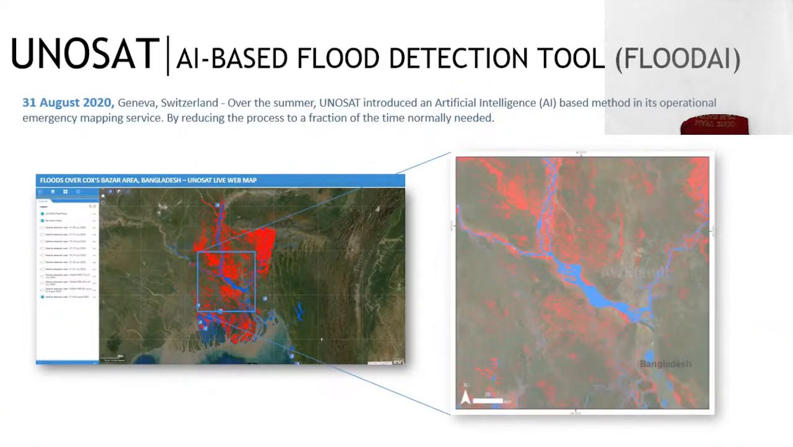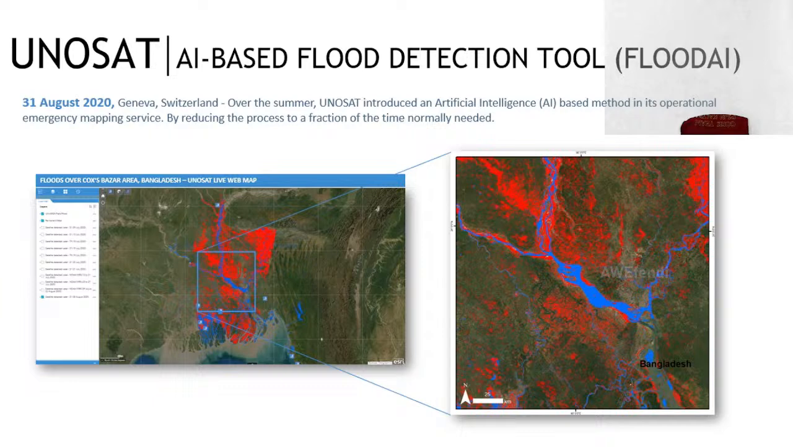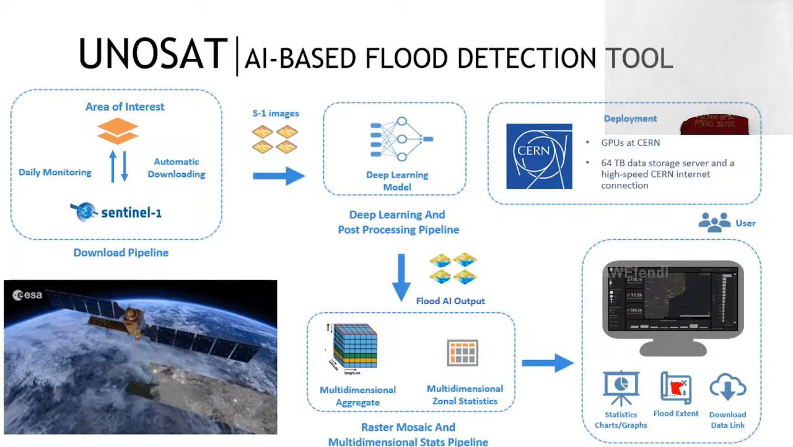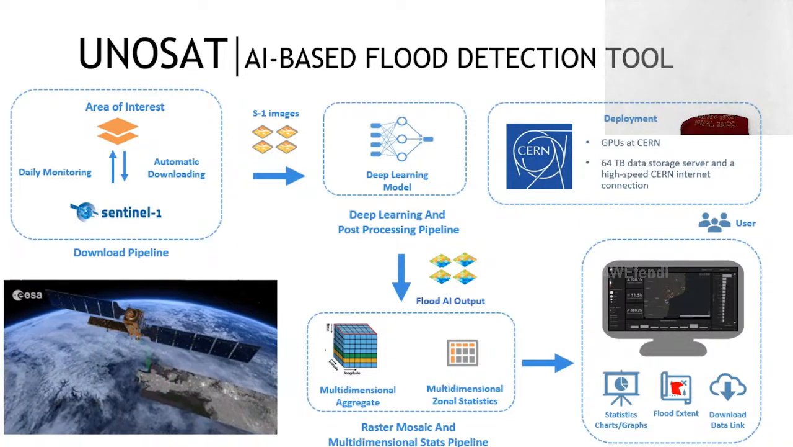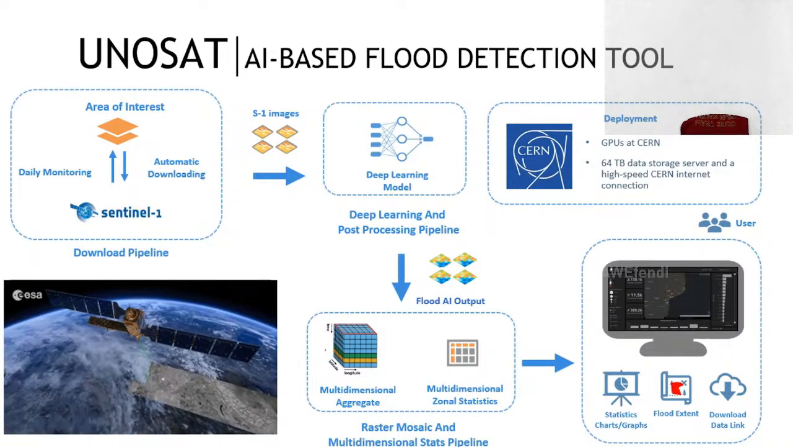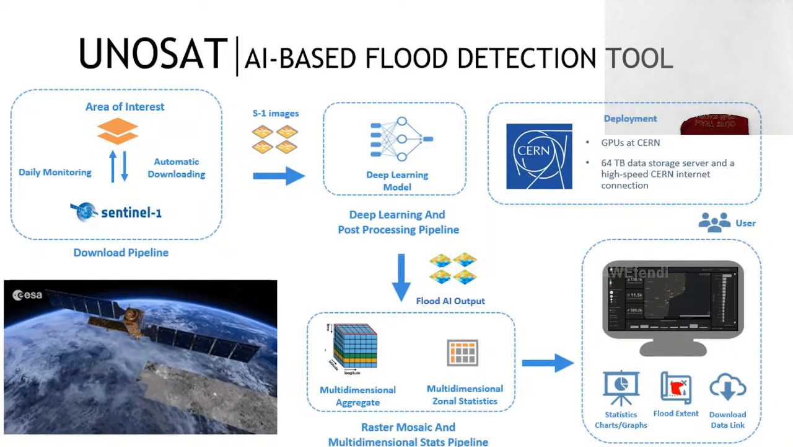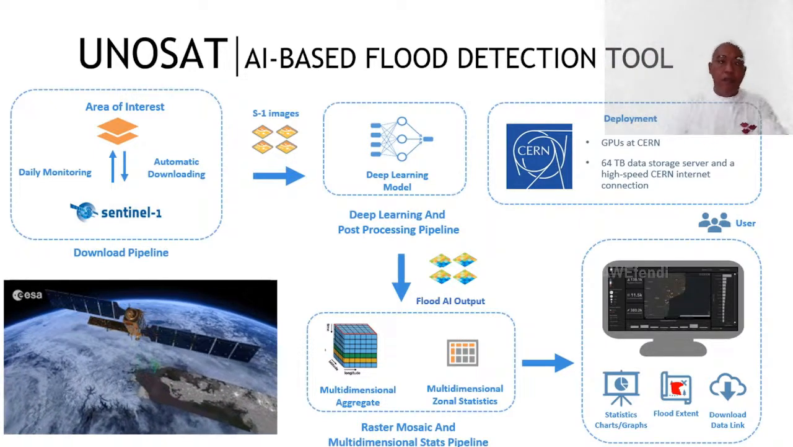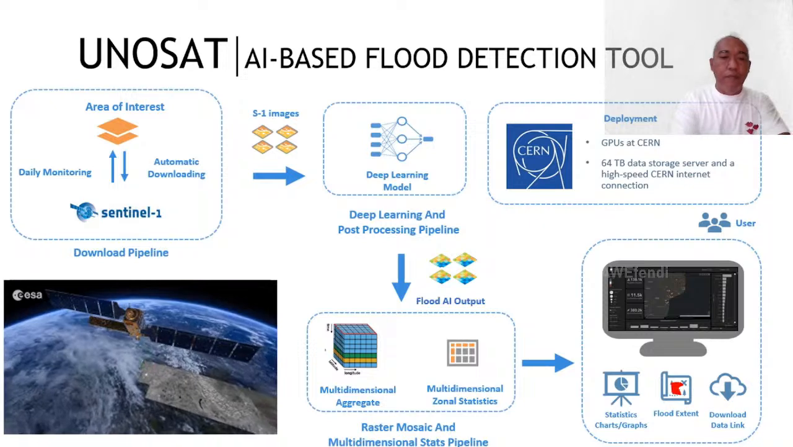In the summer of 2021, UNISAT introduced an artificial intelligence-based solution in its operational emergency mapping service, reducing the process to a fraction of the time it normally took. In particular, an artificial intelligence model for flood mapping was integrated into an end-to-end pipeline where Sentinel-1 radar images of flood-prone areas are automatically downloaded and processed by machine learning algorithms to output flood sector data, compute the impact analysis including the potentially affected population, and update operational dashboards.